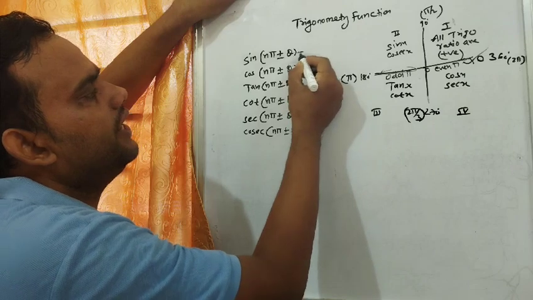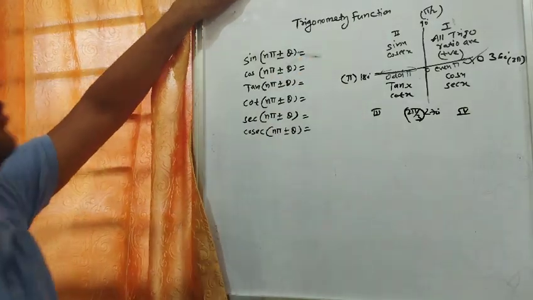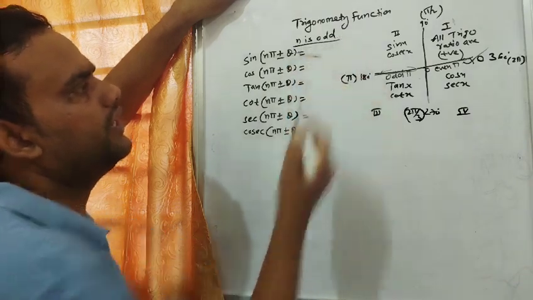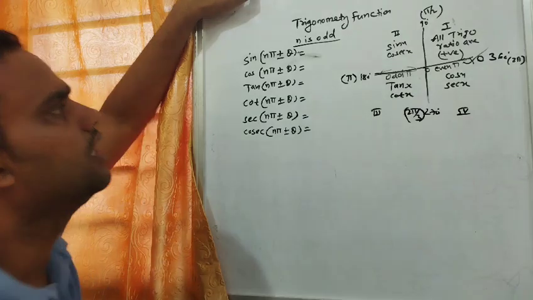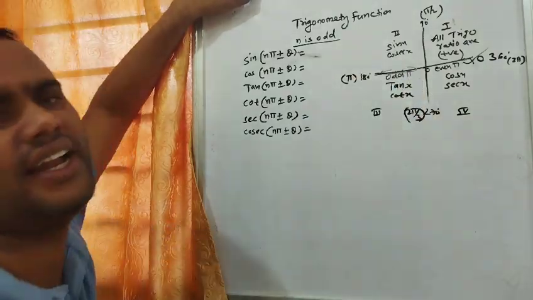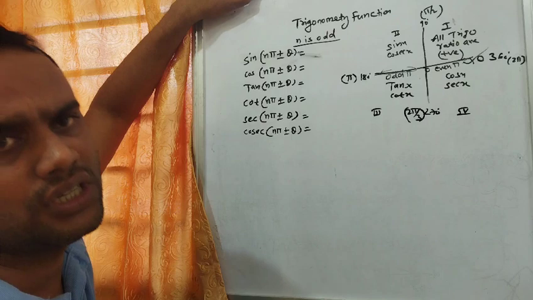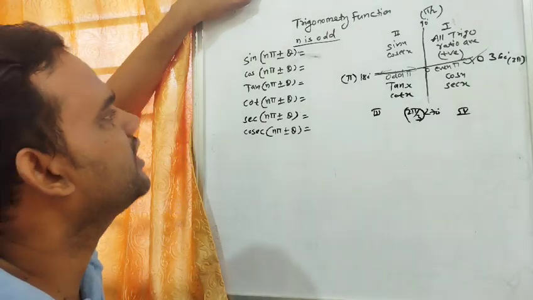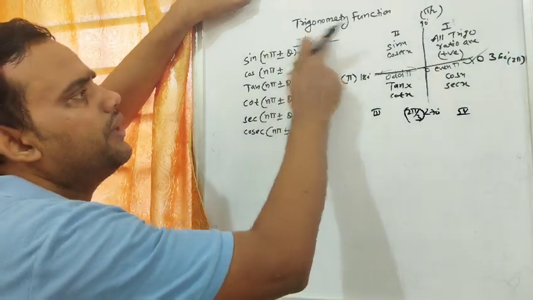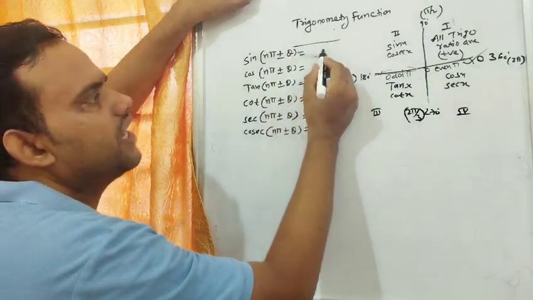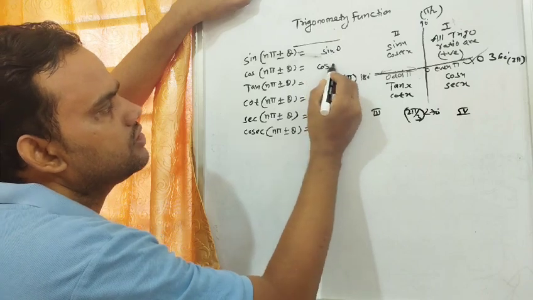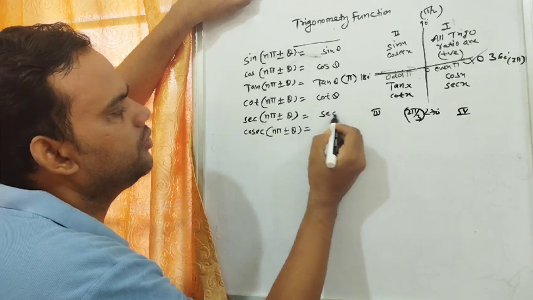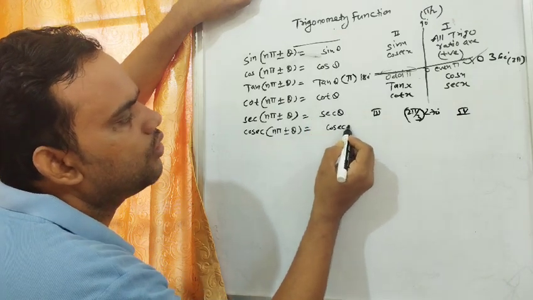If n is odd, then they will come here. If plus, they will go to the third quadrant, and minus means they go to the second quadrant. So if n is even, there is no change here. So sine will be sine theta, cos will be cos theta, tan will be tan theta, cot will be cot theta, secant will be secant theta, and cosec will be cosec theta.